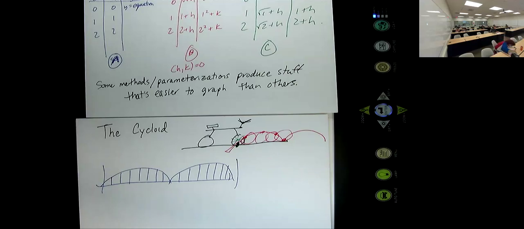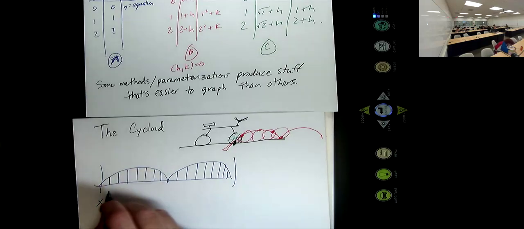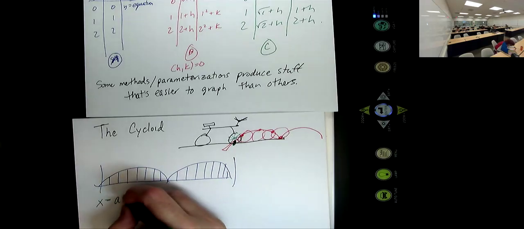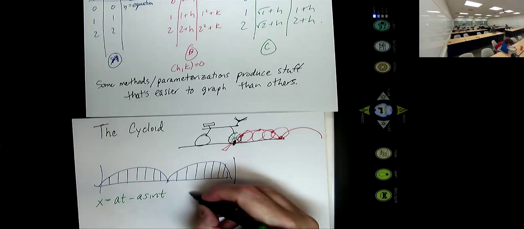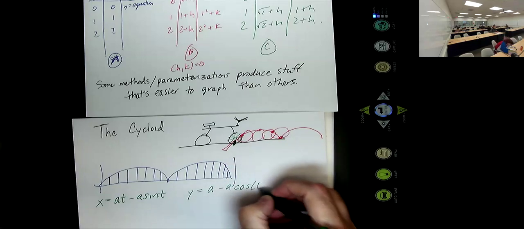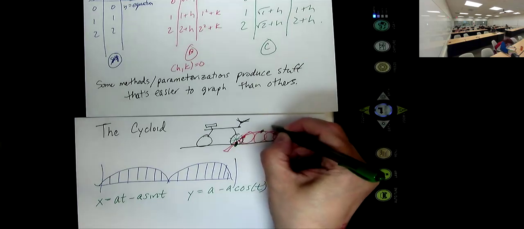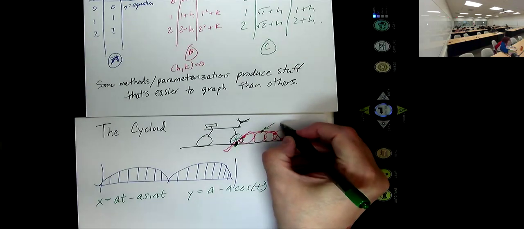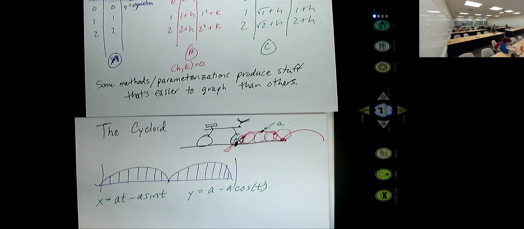So the equation for a cycloid is parameterized. X equals AT minus A sine T, and Y equals A minus A cosine T. Where it looks like A is the amplitude, where it gets to the top, like the vertical height.